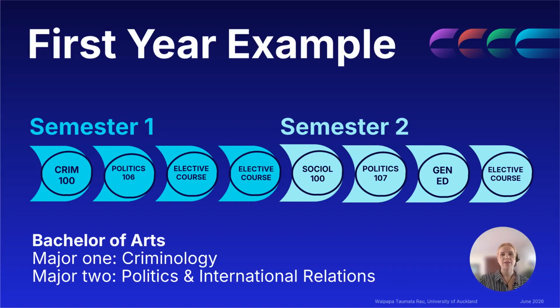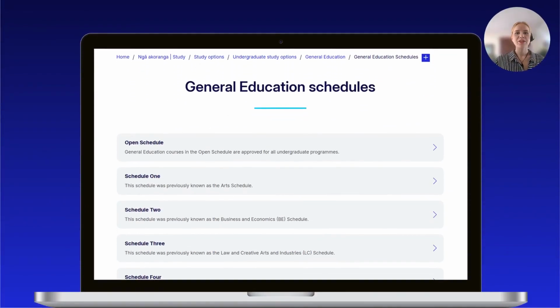The key point is that this process is not about just continuing to build one major until it is complete. It is about building a valid full-time combination of courses that meets degree requirements while leaving room to progress your majors over the full duration of your study. You can find general education papers listed in either the numbered schedules or the open schedule on our website. Schedules 1 through 5 show general education papers that are open to students in specific programs, while the open schedule includes papers open to all students regardless of their degree.